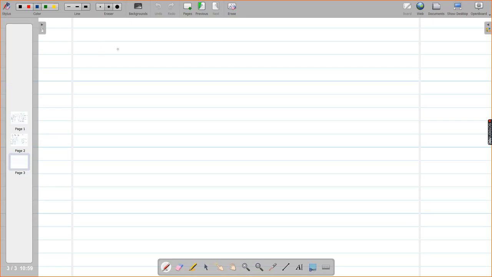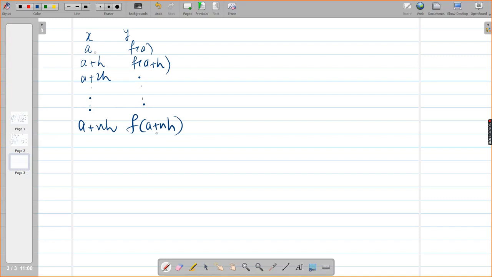Before, I think, we had these notations, if you remember. For x we used a plus h, a plus 2h, right? Correct? We used this. And now, instead of a, I will use x0, x1, x2, and so on up to xn. And for f of a, we will be using y0, y1, y2, and so on up to yn. I think we have used this in the case of Lagrange's also.